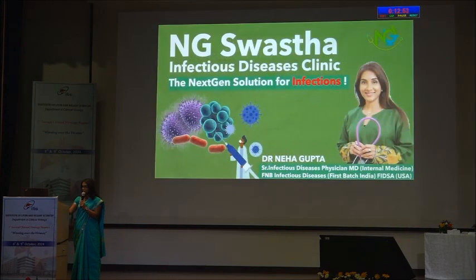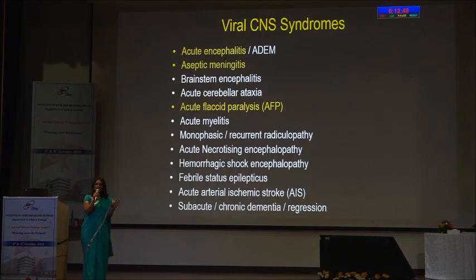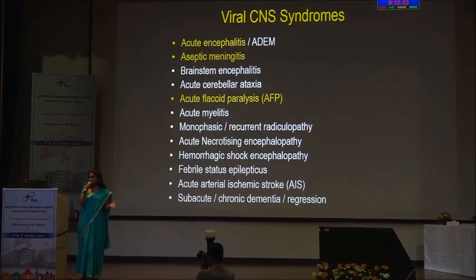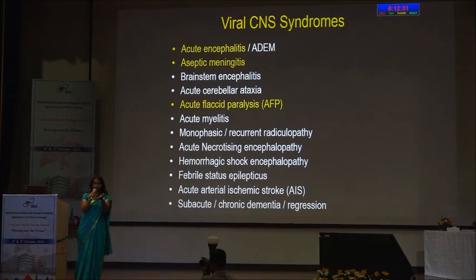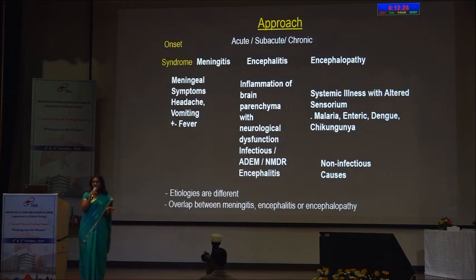So when we discuss the various complications of the neurotropic viruses, we have seen Dr. Amita talking about this earlier. Most commonly we have encephalitis, meningitis, as well as acute flaccid paralysis, and sometimes even PML. And when a patient is presenting to us, how do we approach?